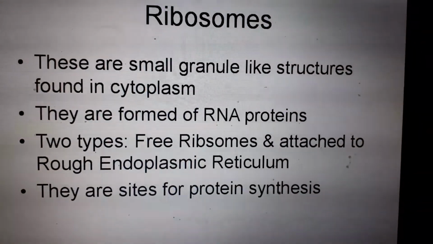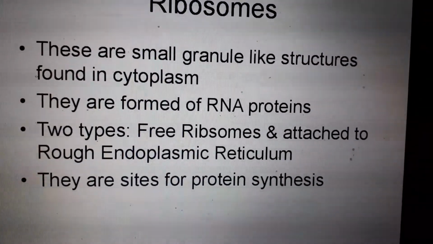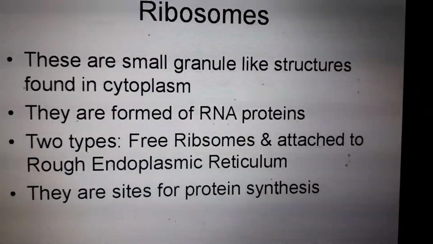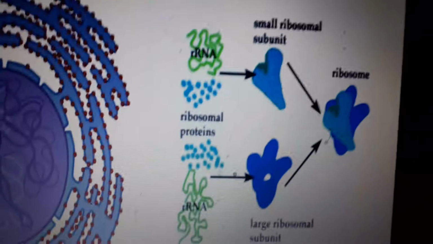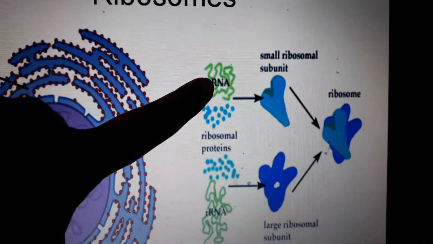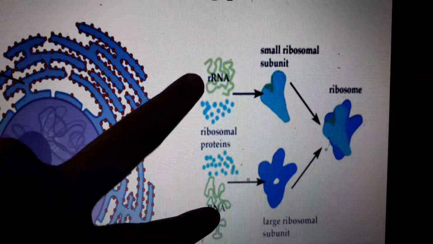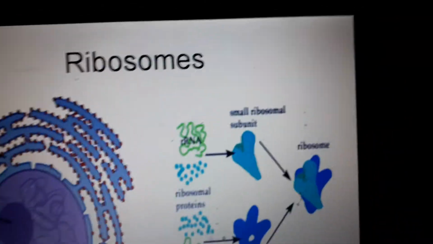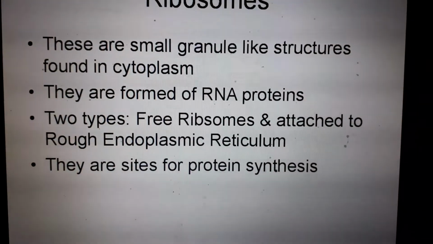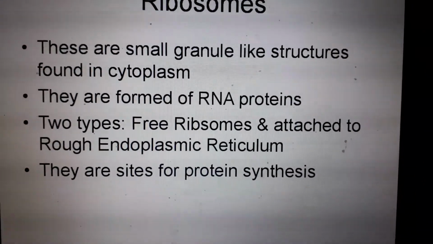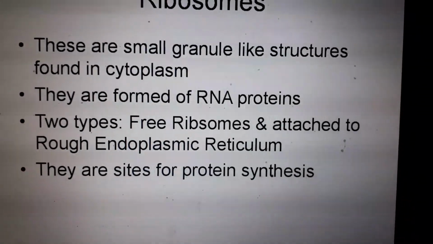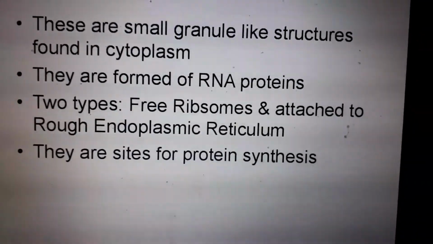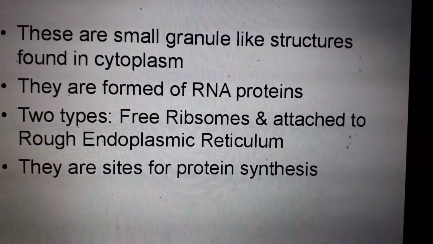So ribosomes are granule-like structures found in the cytoplasm. They are formed of RNA and proteins. How are ribosomes formed? They are formed of RNA molecules. When RNA combines with RNA, they form ribosomes. There are 2 types of ribosomes, free ribosomes and attached ribosomes. They are the sites of protein synthesis, as I said.